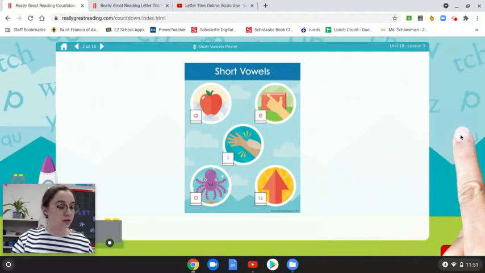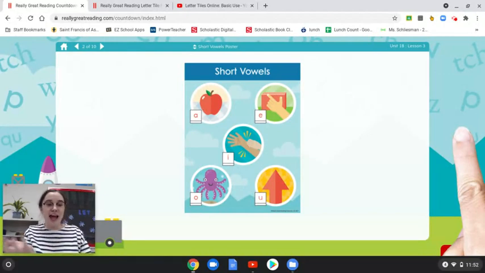Remember, we can use this poster to help us remember our short vowel sounds. I'm going to make one of our short vowel motions. Your job is to copy my motion, but you will also make the sound that goes with it. So if I make this motion, you're going to show me this motion and say the sound that goes with it. Let's get started. Ready?